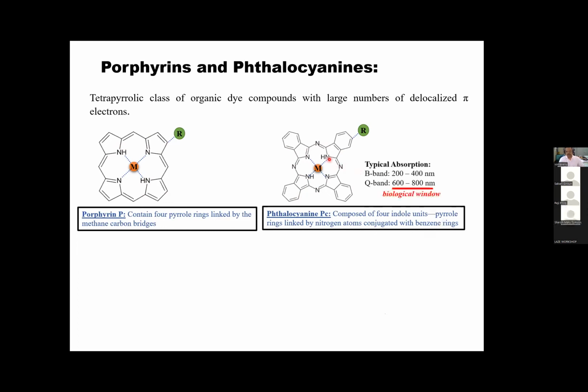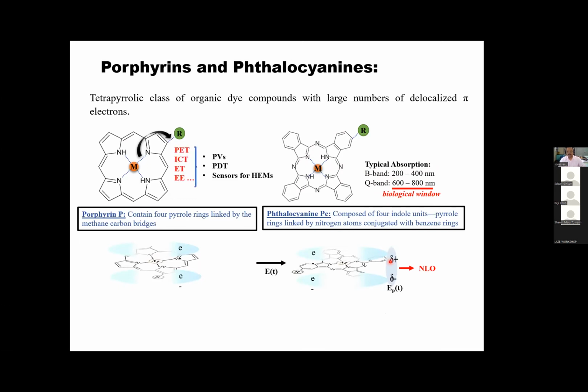Typically, if you look at this kind of molecules, they have two absorption bands, one in the UV, 200 to 400, called the B band, and one in the 600 to 800, which is the Q band. That's the biological window. A lot of biological applications like photodynamic therapy have been looked upon. This is how the electron cloud is. When you put in an electric field, the cloud gets disturbed, and then you create this dipole moment, and that results in the nonlinear process.